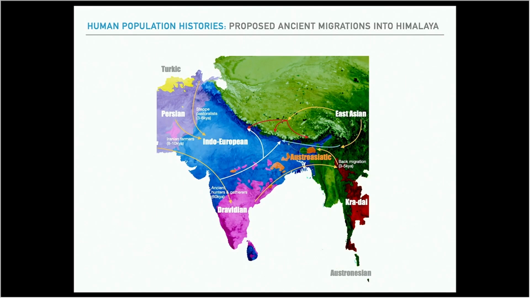We think that there was north to south migration across Himalaya. There was east to west migration from Yunnan, and there were some South Asian population, ancient ones, that moved into Himalaya a long time ago as well. We're working on the South Asian part at the moment.